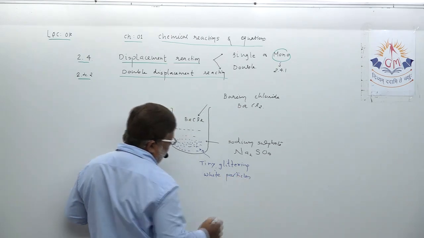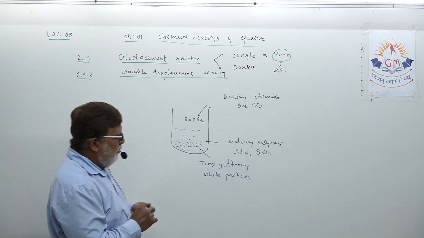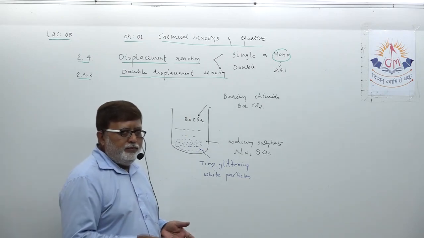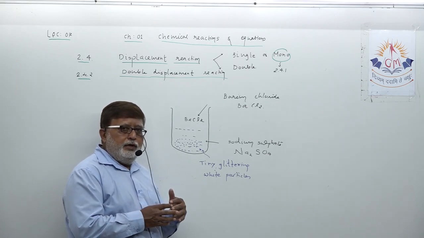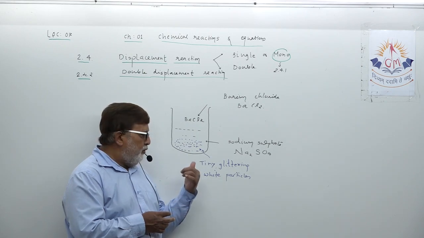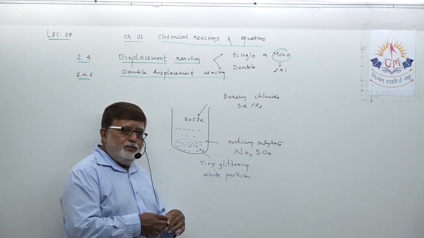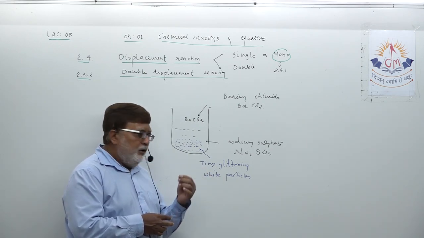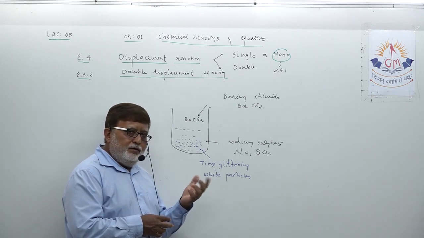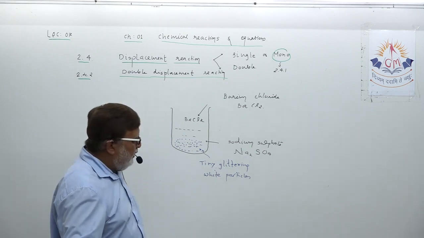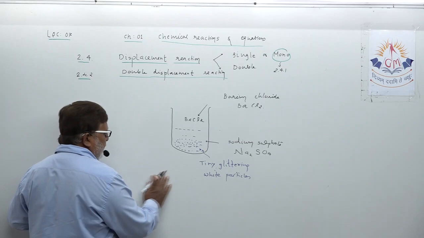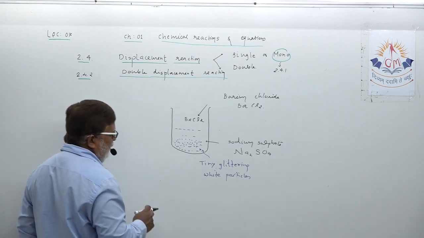From where have these particles come, dear student? Because there was no presence of any solid substance here. Two aqueous liquid solutions are reacting with each other. Then also after some time you observe gelatinous, glittering tiny white particles. From where do they come? For that purpose we have to understand what type of reaction must be taking place here.